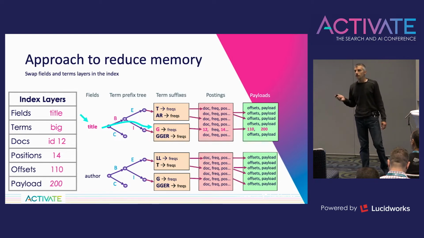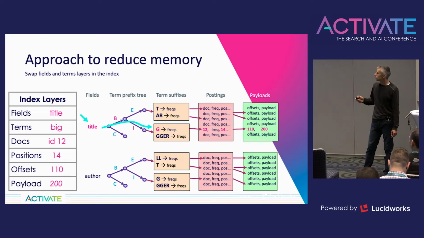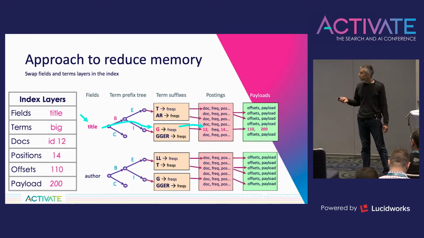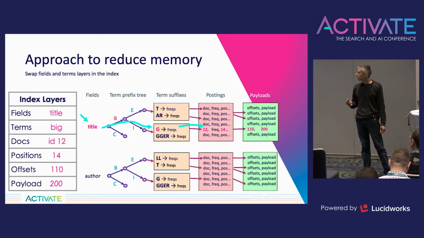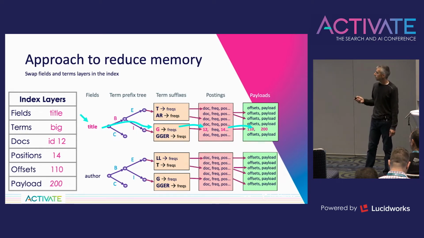Some queries may need additional information. In this case, we have more disk access to get postings, so IDs of documents containing the term, and also positions of the term in all documents. And some queries may need additional data, such as offsets for highlighting, for example, and custom payload.